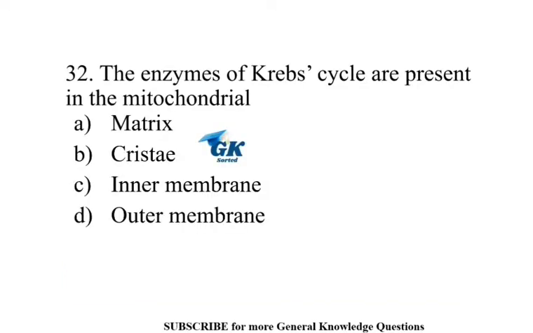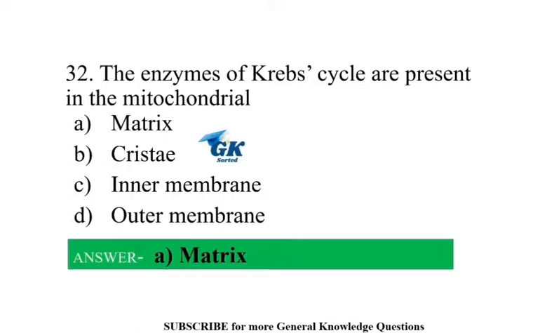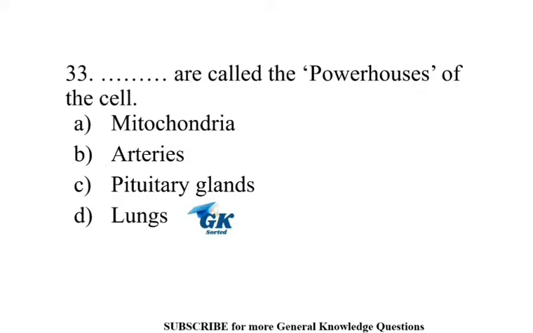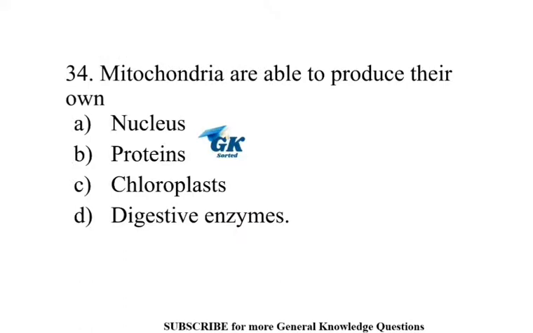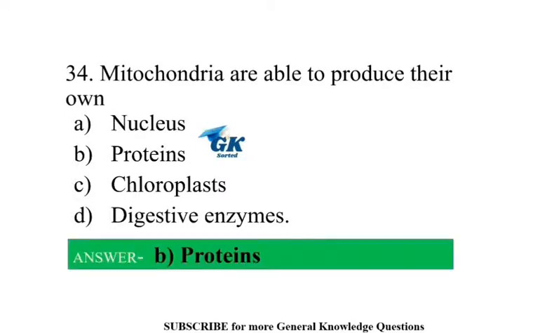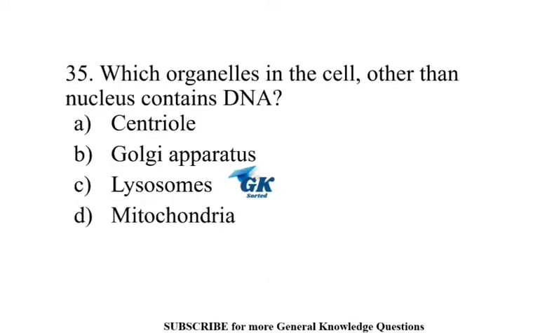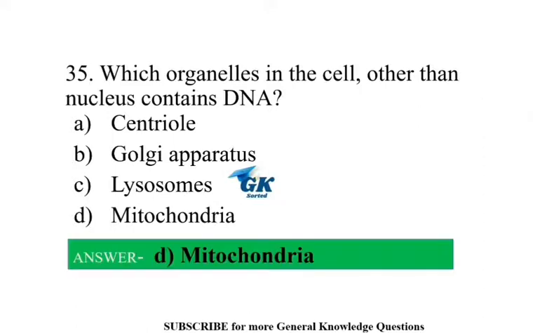The enzymes of Krebs cycle are present in the mitochondrial matrix. Which of the following are called the powerhouses of the cell? Mitochondria. Mitochondria are able to produce their own proteins. Which organelles in the cell other than the nucleus contains DNA? Mitochondria.